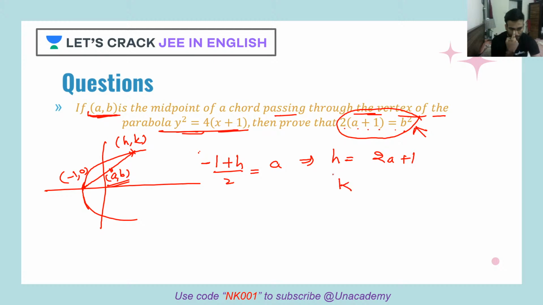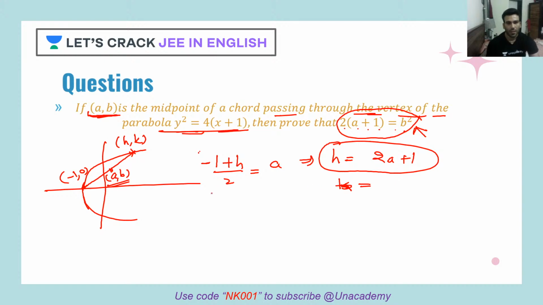Similarly, yes, SYM24, we can take the parametric form also. There is no harm in that. But the constraint I'm talking about, that's a different thing. What I'll be doing is finding out the h coordinate and k coordinate in terms of a and b, and since it's a chord, h comma k is lying on the parabola, so I'll directly satisfy that, and then I'll get this condition.